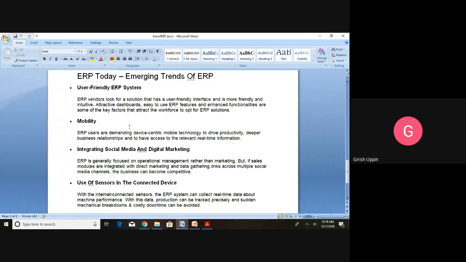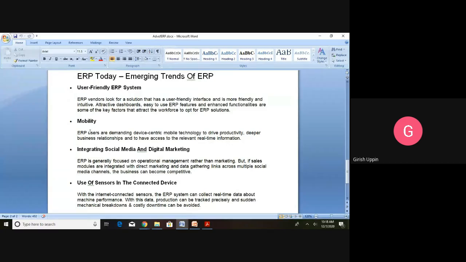Second one is the mobility. ERP users are demanding device-centric mobile technology to drive productivity, deeper business relationship, and have access to relevant real-time information. So mobility is one of the keys.